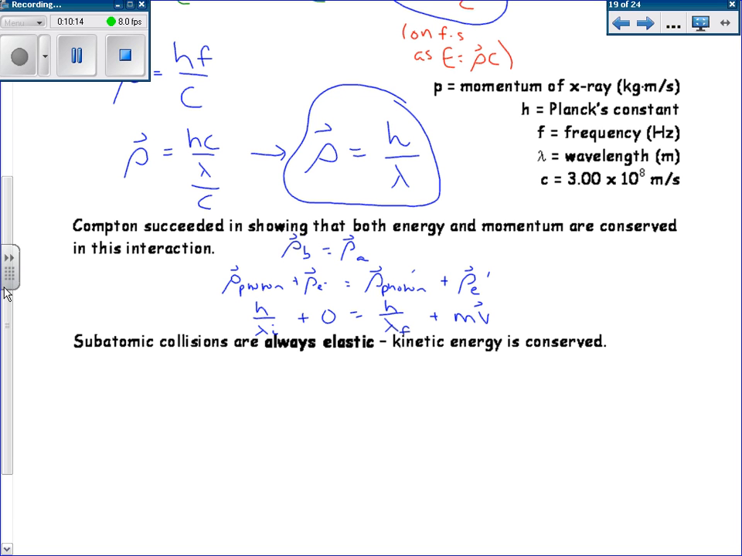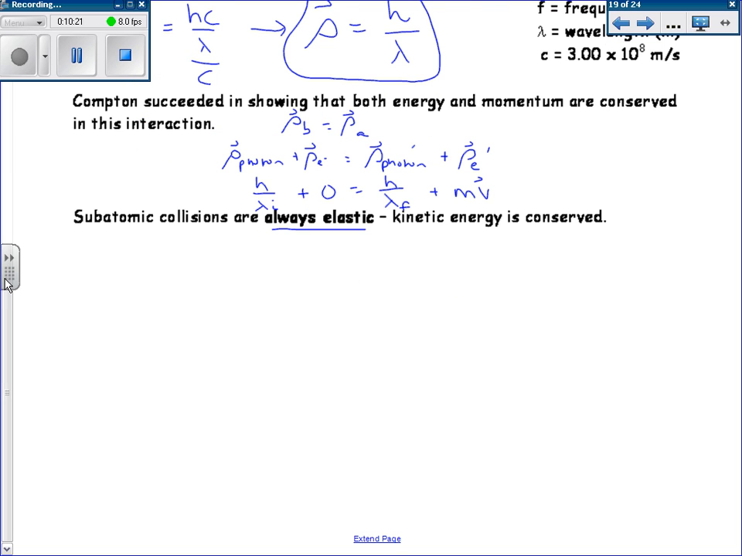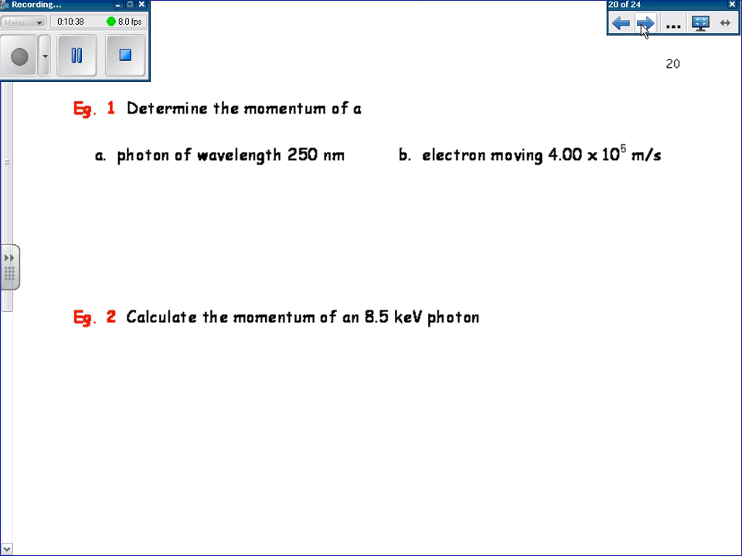And subatomic collisions are always elastic. So what that means is that the kinetic energy before equals the kinetic energy after. Always. And that kinetic energy is conserved. So we can do, we'll do a couple different examples here just based on that, and then we'll look at another relationship that evolved as a part of this.